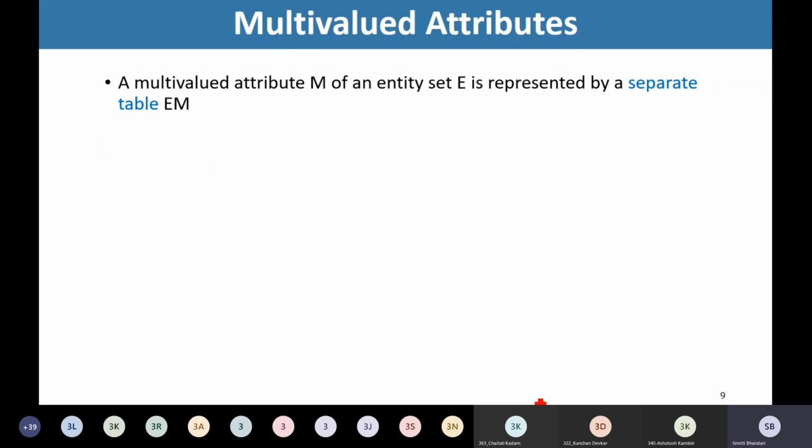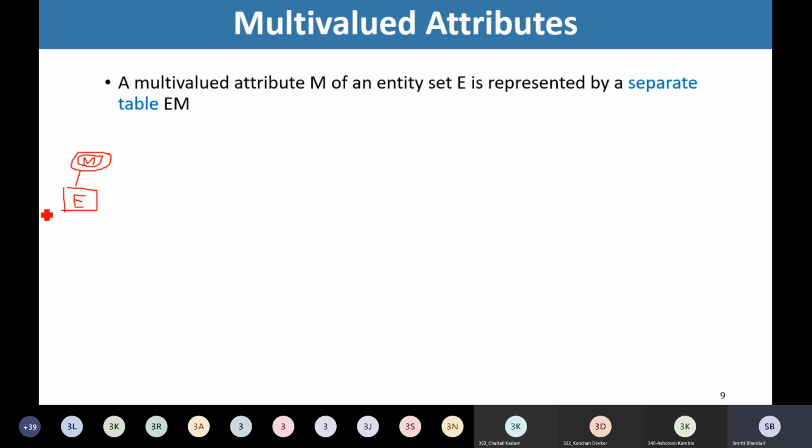How to deal with multi-valued attribute? We know a multi-valued attribute, right? And how to denote the multi-valued attribute in ER diagram? If I am having the entity set, multi-valued attribute is denoted like this. Correct, no? So we are having this double ellipse to denote the multi-valued attribute. So let us assume that this entity set is E, and this multi-valued attribute is M.